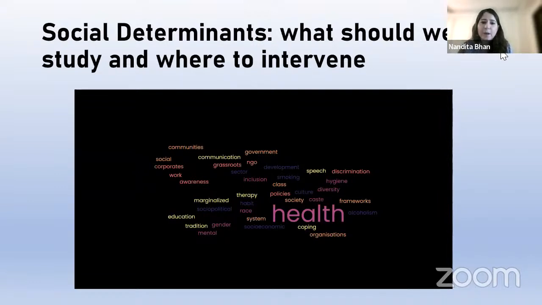So our students came up with things like communities, awareness, inclusion, development, discrimination, society, race, all of these things. And then they also started to brainstorm about what might be some techniques and some institutions that might help solve it. So they started brainstorming about NGOs, corporates, governments, talking about frameworks, talking about therapy, talking about organizations. So there's a lot that gets covered when we start thinking about where to intervene.